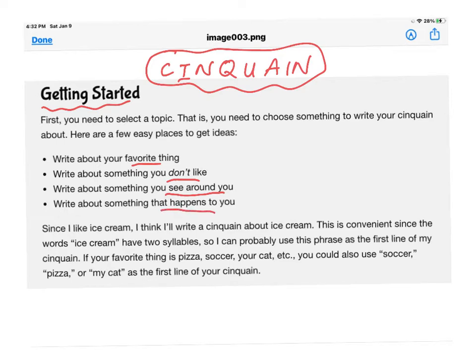Okay? And so in my example for you today, we're going to be using the example of ice cream. It says, since I like ice cream, I think I'm going to write a poem about it. This is convenient since the words ice cream have 2 syllables. So we're going to talk about that on my next slide. We're going to be counting the syllables again, just like we did with the haiku. Okay? So let's go to our next slide.